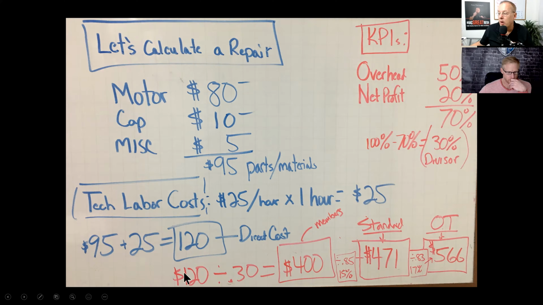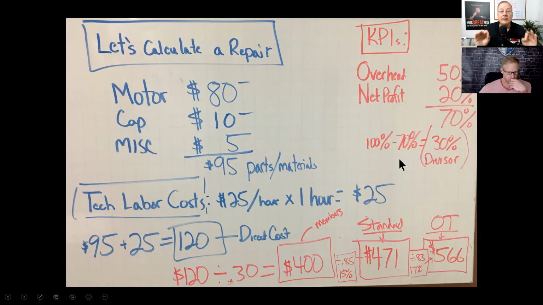Okay, so down here where we go in the red, our $120 direct cost divided by 0.3 gives us a $400 members price. Remember, members is already discounted. And then we divide that by 0.85, which will add 15%. This is our standard price right here: $471 to replace this motor based on these numbers, and your numbers may be different. And then of course we divide that by 0.83 if we want a 17% divisor to get us to $566 in an overtime situation.